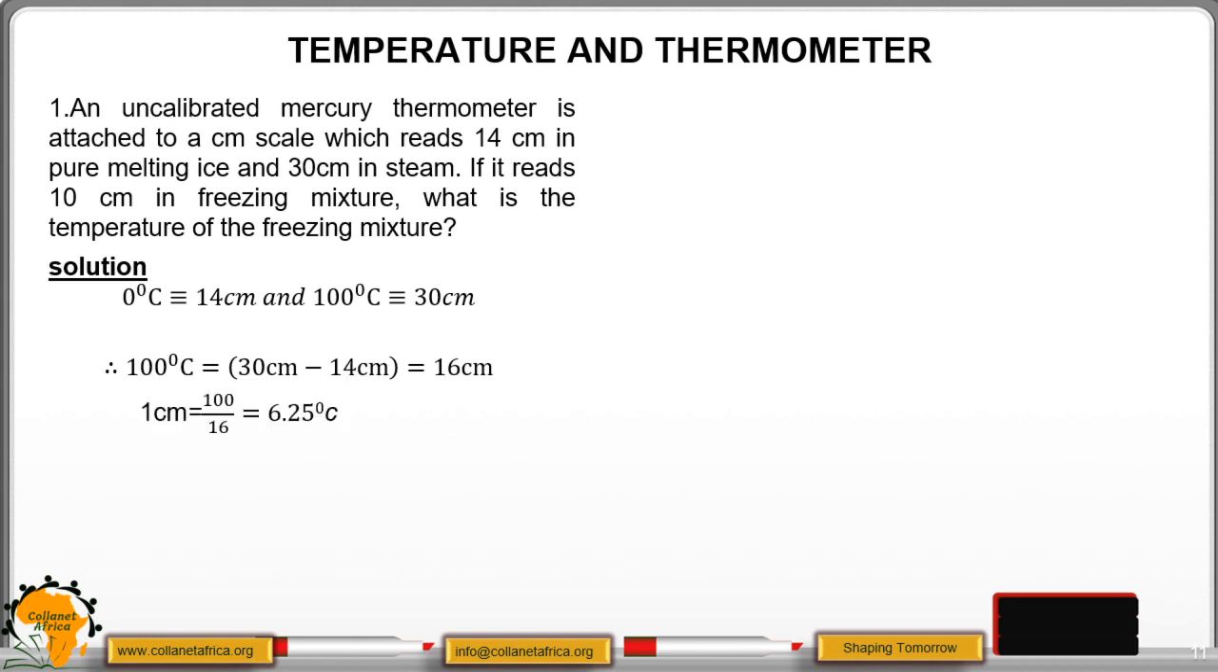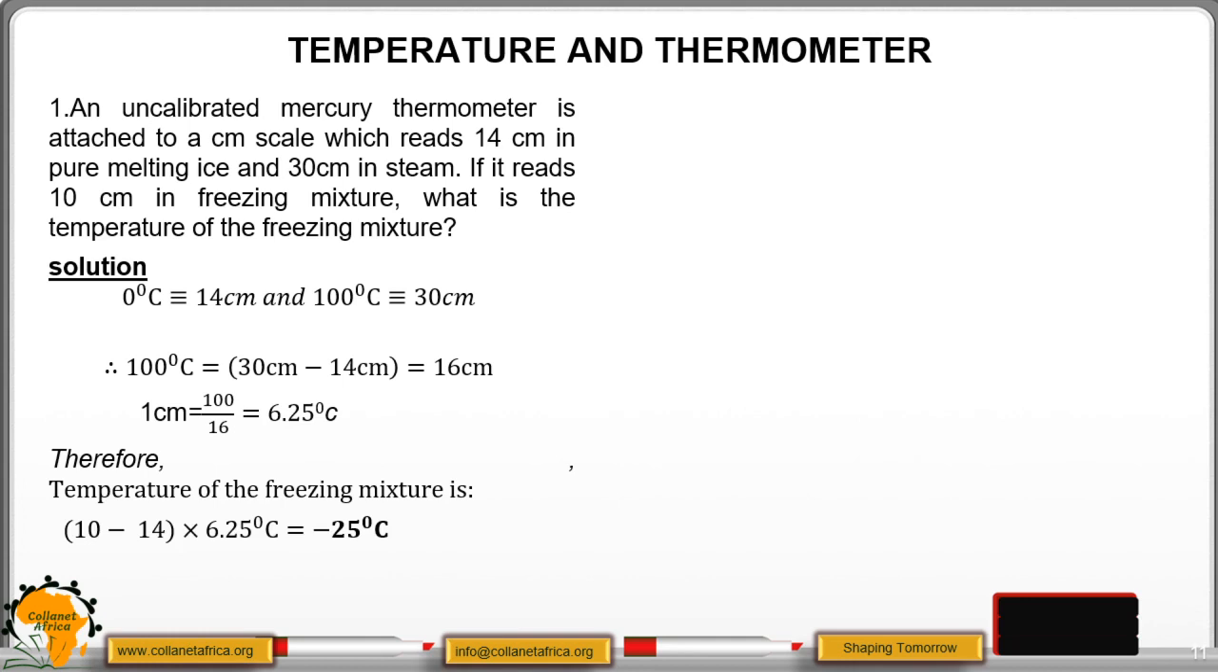So it implies 100 degrees Celsius corresponds to 16 centimeters. So what about 1 centimeter? You divide through by 16, and you get that 1 centimeter is equivalent to 6.25 degrees Celsius. But our question was the temperature of the freezing mixture, which is at 10 centimeters. So first of all, we get the difference. 10 centimeters minus 14, you get negative 4. Then you multiply by the equivalent of 1 centimeter, which is 6.25 degrees Celsius. When you multiply, you get negative 25 degrees Celsius.